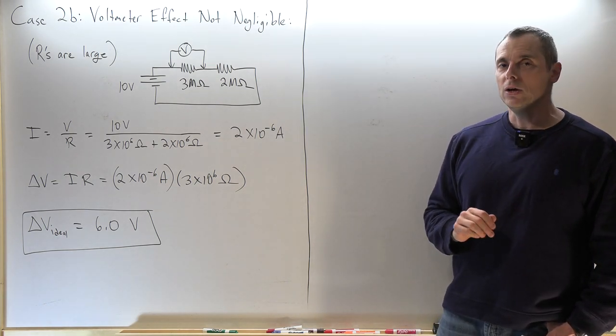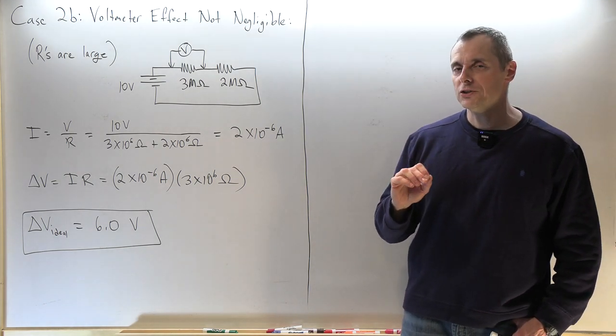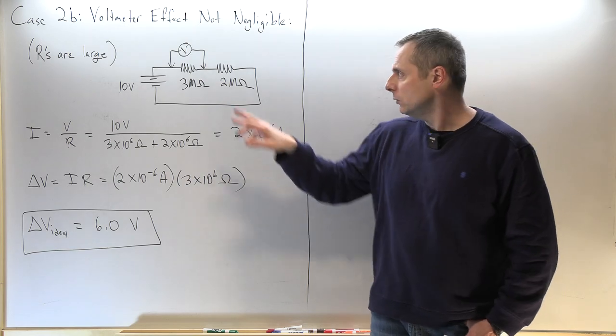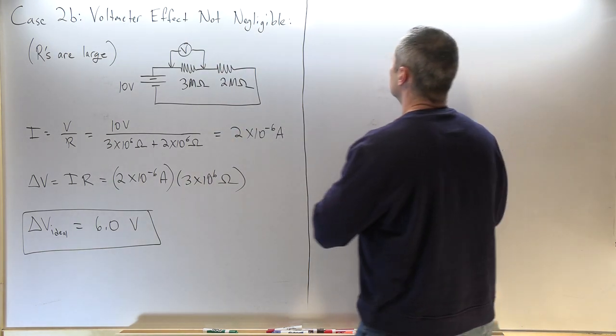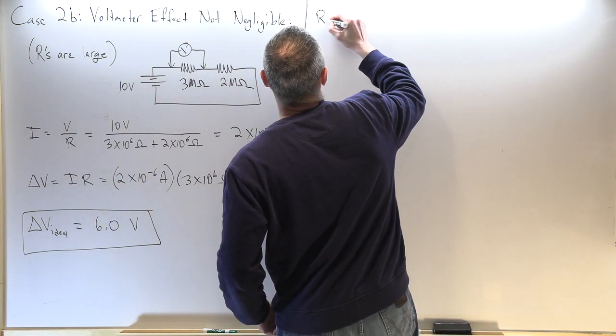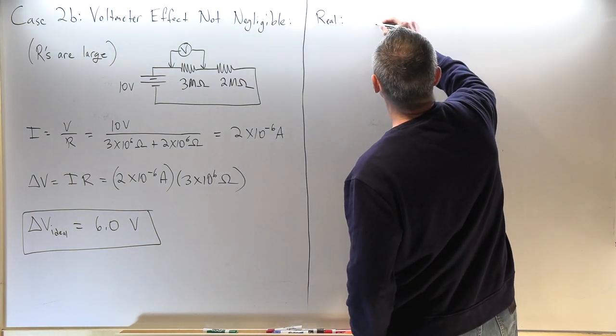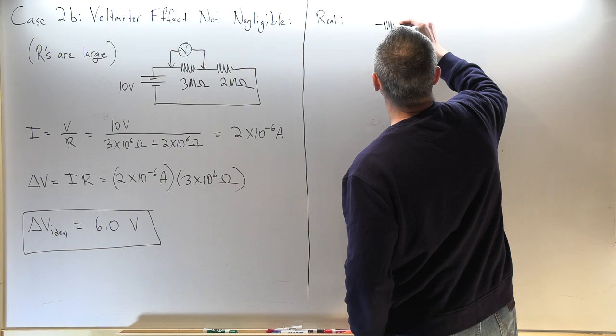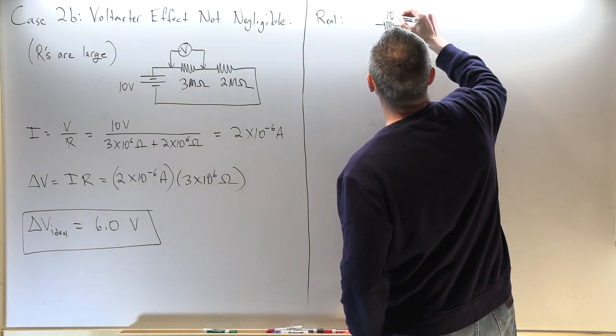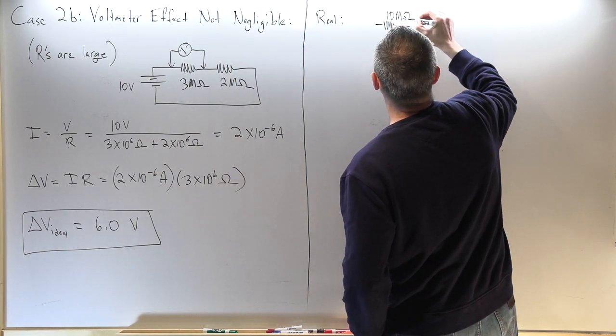Now let's calculate what the voltage measurement will actually be when you touch that voltmeter on there. In order to figure that out, we've got to realize that that voltmeter is actually a resistor, 10 million ohms.